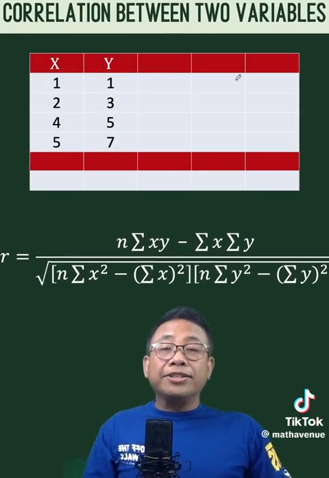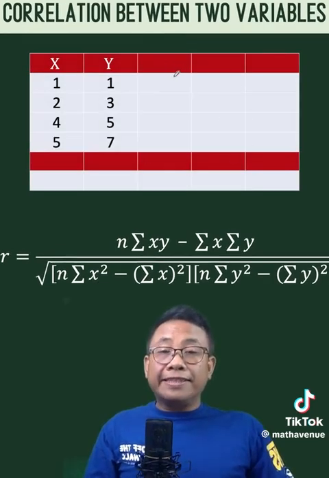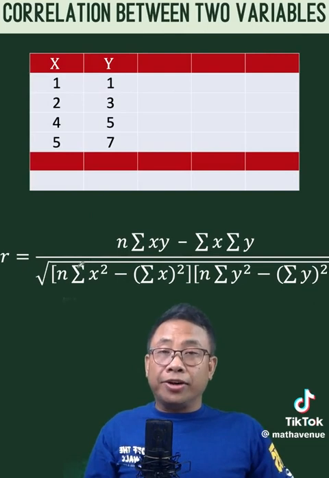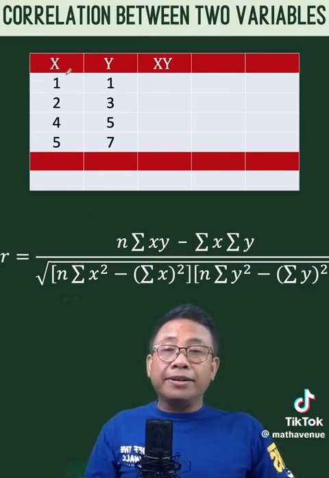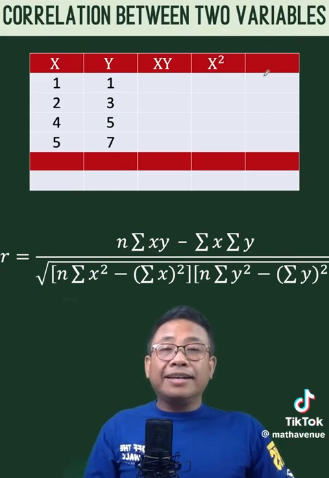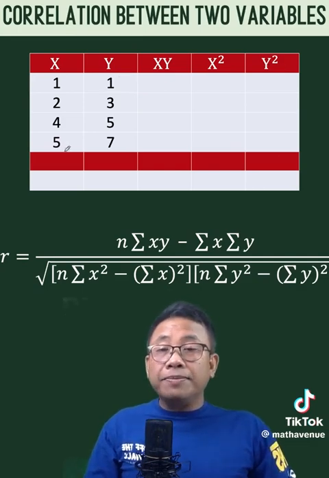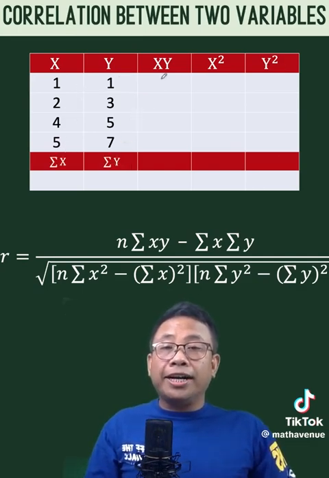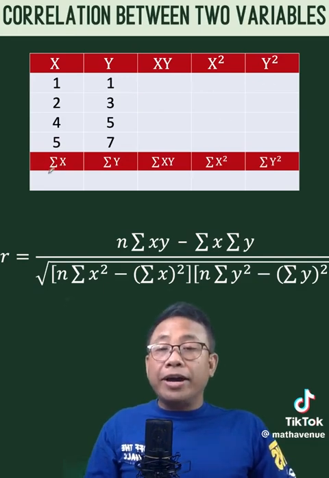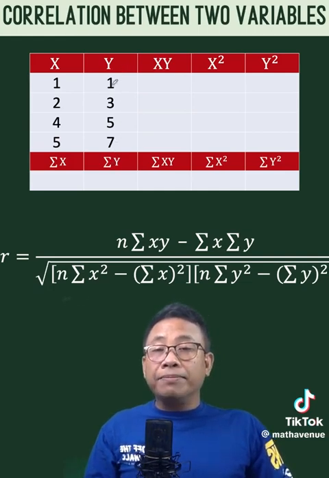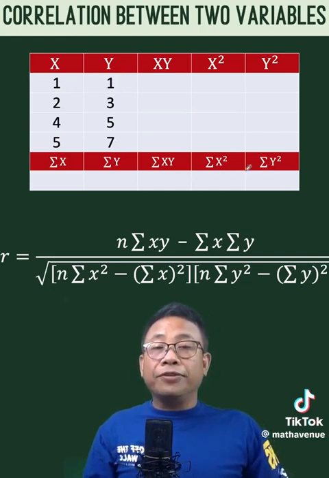We start by constructing this table that can facilitate our application of this formula. We added 3 columns, one for the product of the two variables x and y. The next is for the square of the first variable, and the last is for the square of the second variable. Now, for each of these columns, we are going to compute for the column total. Here, we have the sigma x for the sum of 1 plus 2 plus 4 plus 5. We have the sigma y for the total of column y. The same explanation for the other columns.